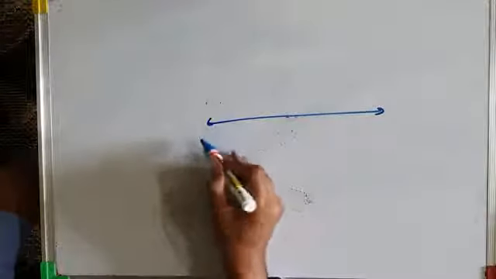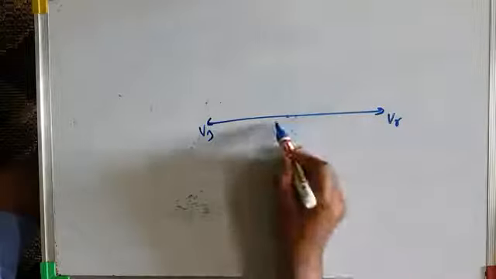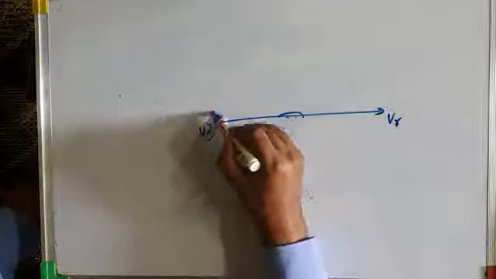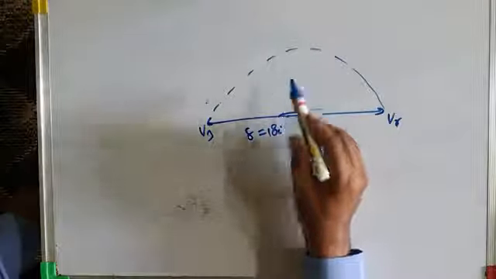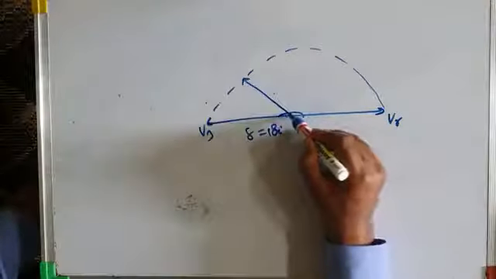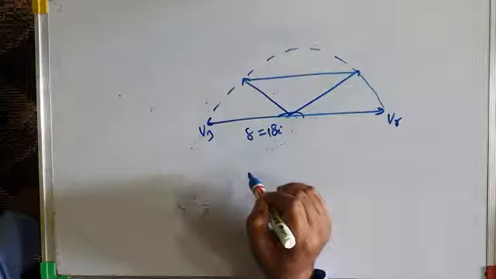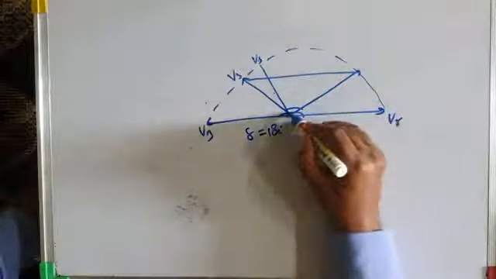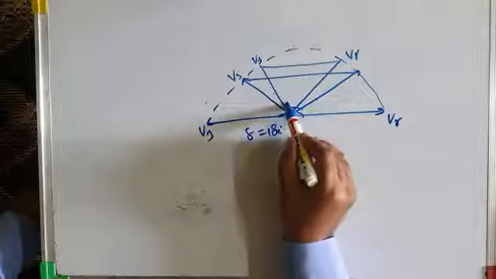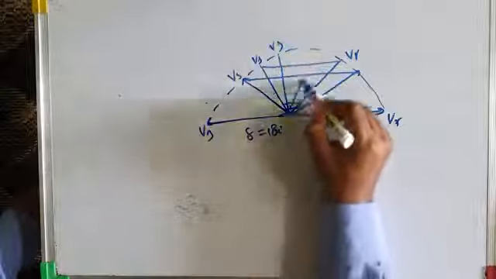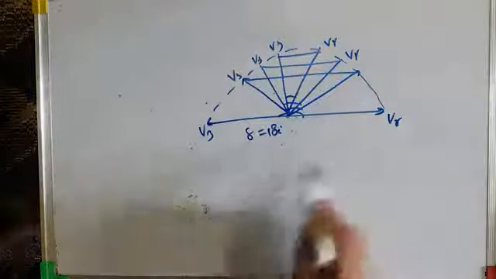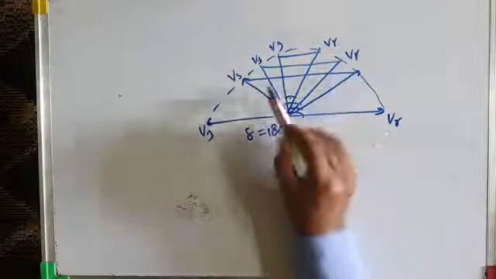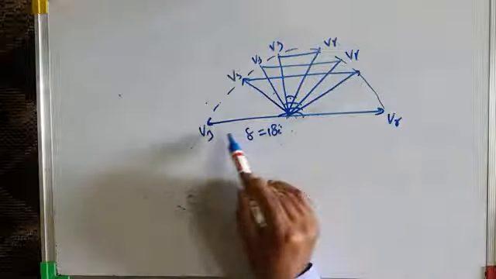Now if this is sending end voltage Vs, this is receiving end voltage Vr, and if delta is 180 degrees, then the variation I will show like this. This can be Vs, this can be Vr, and this is delta. Similarly, this is Vs, this is Vr, and this is delta. I'm trying to show different values of delta. As delta increases, this increases, and the maximum value of delta is 180 degrees.